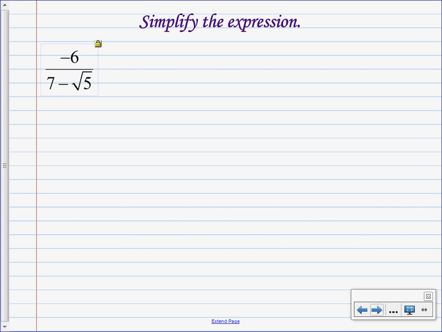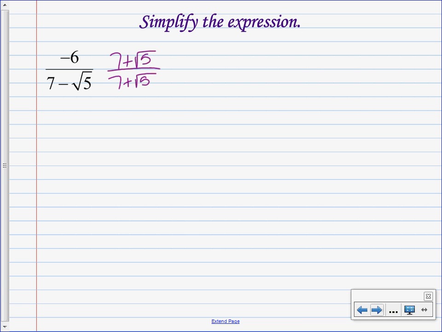Not minus 5. Plus 5. Yeah, this is where the conjugates come in, right? So I'm going to multiply 7 plus the square root of 5 over 7 plus the square root of 5. It's still 1. I'm still multiplying by 1, right? Okay.